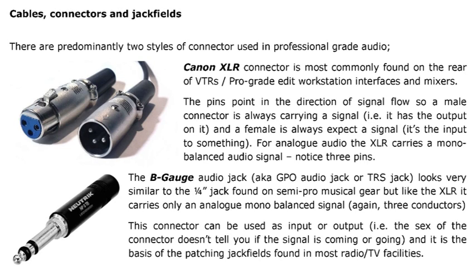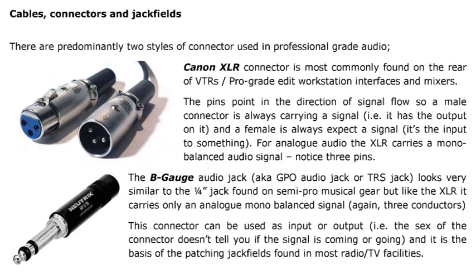It's an input. So when you're looking at the back of a piece of equipment, or when you're getting ready to plug something up, if you remember that the pins point in the direction of the signal flow, you won't go far wrong. The B-gauge audio jack, or the GPO jack, because it was originally invented by the post office between the wars, is the same jack for both ins and outs.